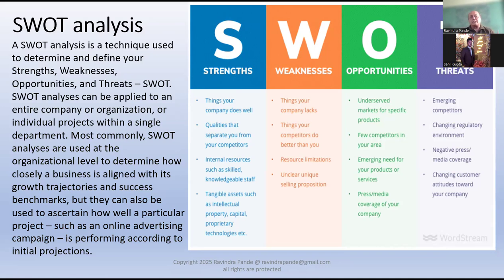Most commonly, SWOT analysis is used at the organizational level to determine how closely a business is aligned with its growth trajectory. Growth trajectory in the sense, let's say I want to expand my business to the Midwest region. So what are my strengths? I might get a good extension of my current distributor in the Midwest region. Simple enough. This is the things my company could do well. The qualities that separate you from your competitors. Competitors don't have these, what you can say, accrued business or known distributor network and so on and so forth. Internal resources such as skill level.